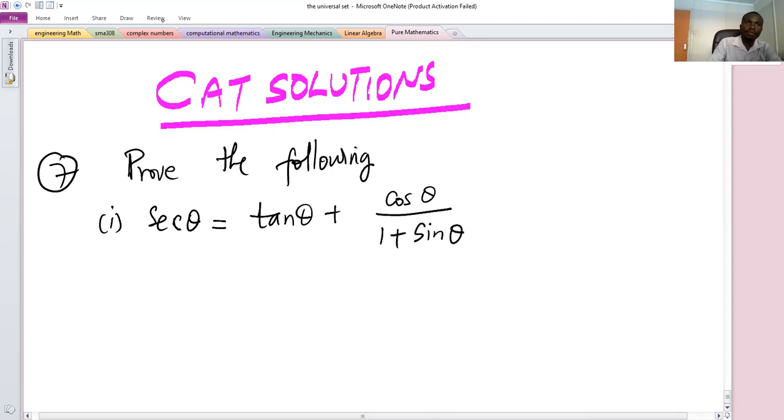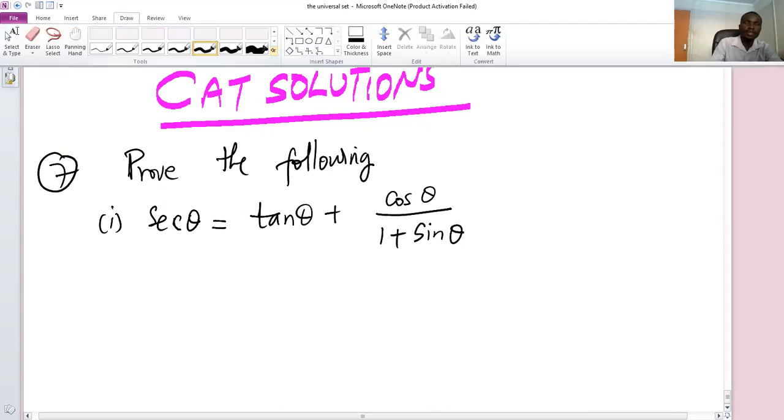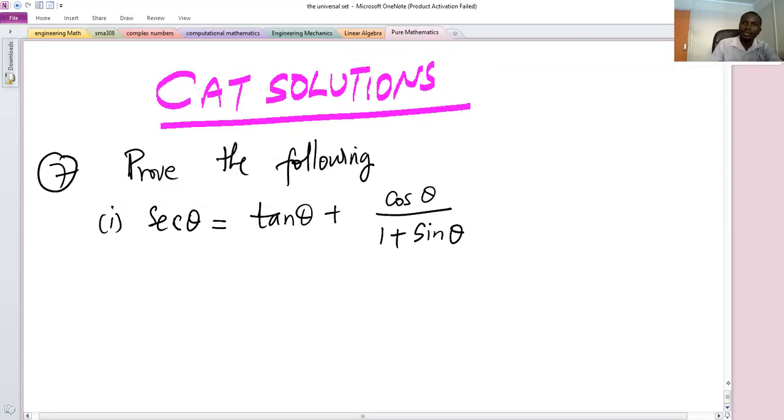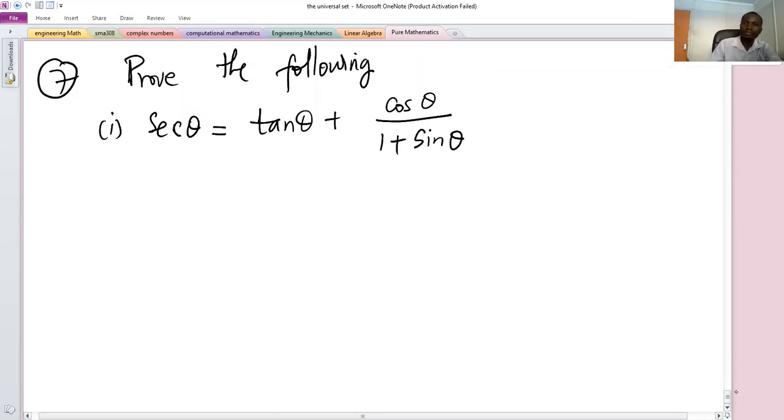Now, to prove a trigonometric identity means that you have to manipulate one side of the equality to show that it has the same form as the other side. So for this given problem, let's play with the right-hand side to show that it simplifies to sec theta. So this is what we have.